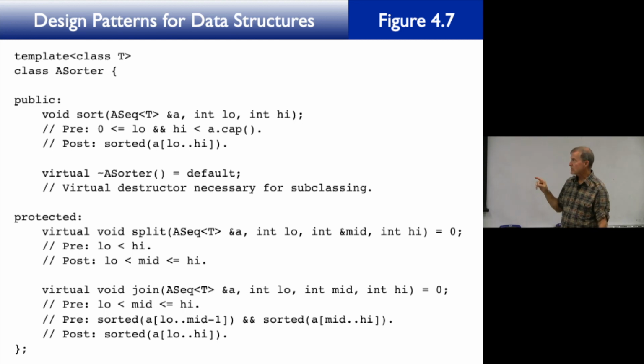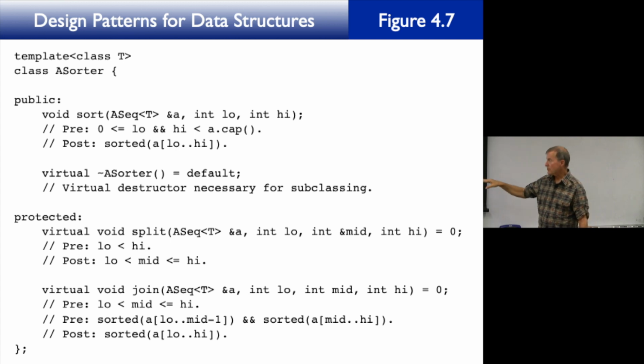So let's check this out. So class A sorter, void sort. All right, let's take a look at the parameters. A is the array, low is the low index, and high is the high index. And the precondition is that 0 is less than or equal to low, and high is less than the capacity of the array. Are we good? And then the postcondition is that A low dot dot high is sorted. Are you with me? Okay.